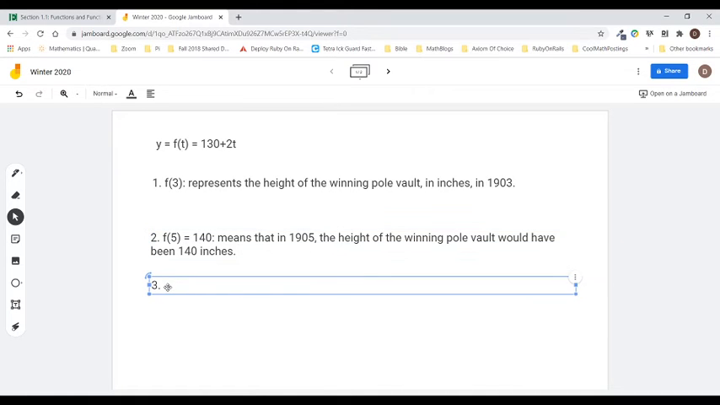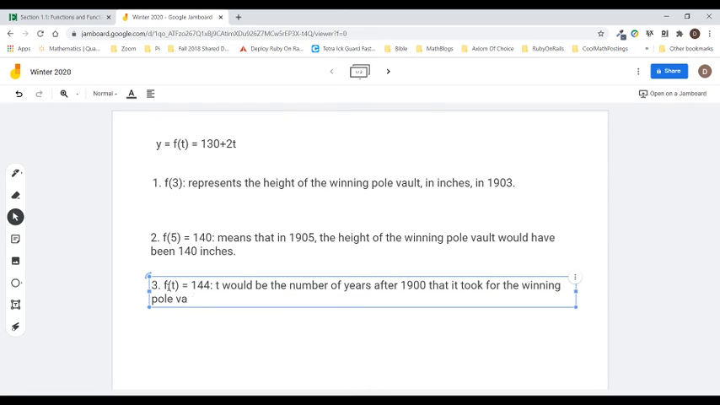Well, what other thing could I possibly ask? I can ask, let's just write down the equation. f(t) = 144. Now here, we know the inches, we want to know the years. So this says, t would be the number of years after 1900 that it took for the winning pole vault to get up to 144 inches.